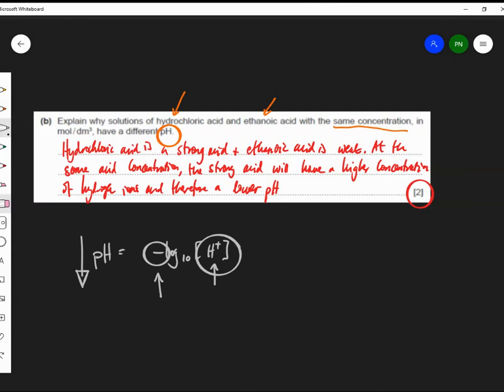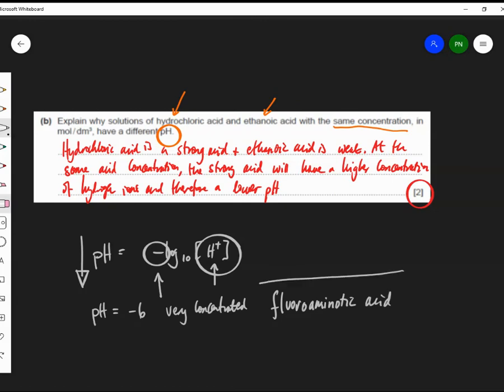And believe it or not, it's crazy but true, you can get a pH of minus 6 and stuff. And this is very concentrated. What's the acid called? I can't remember. Fluoro... you should look this up. Fluoroantimonic acid, something like this. I can't remember exactly, but that's got a crazy pH. All right. Anyway, well done.